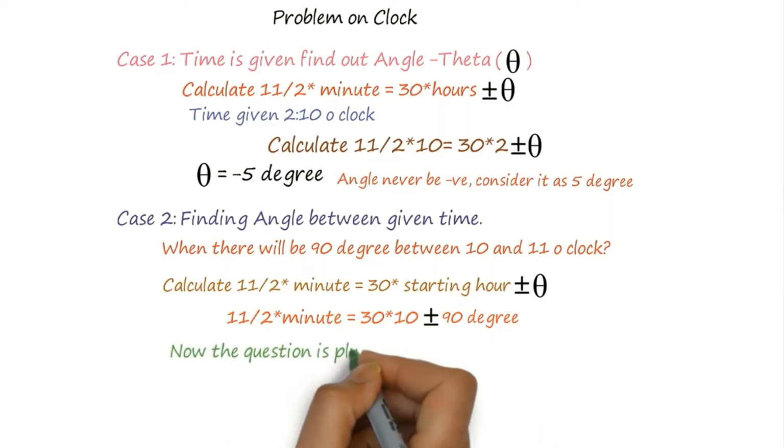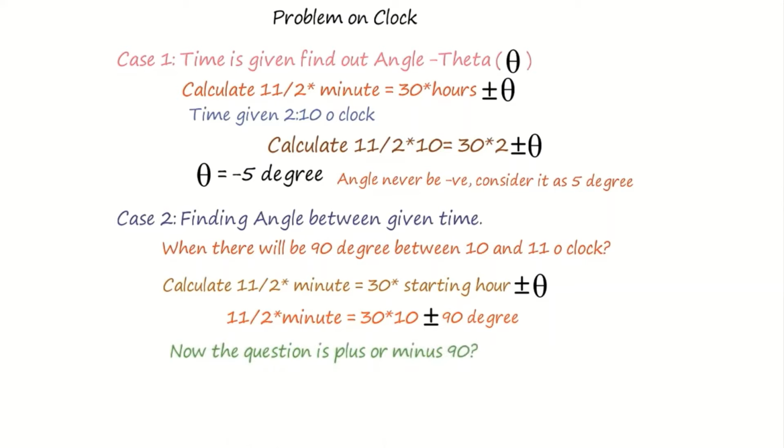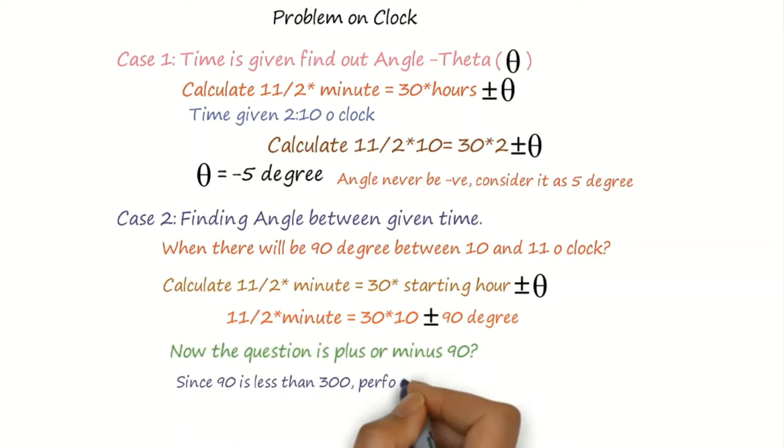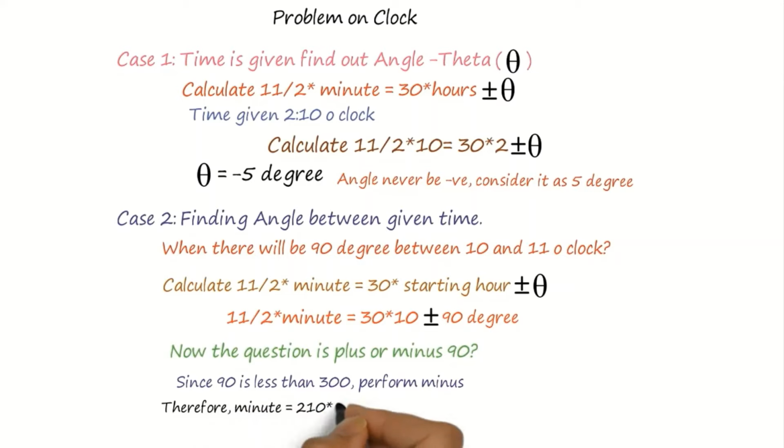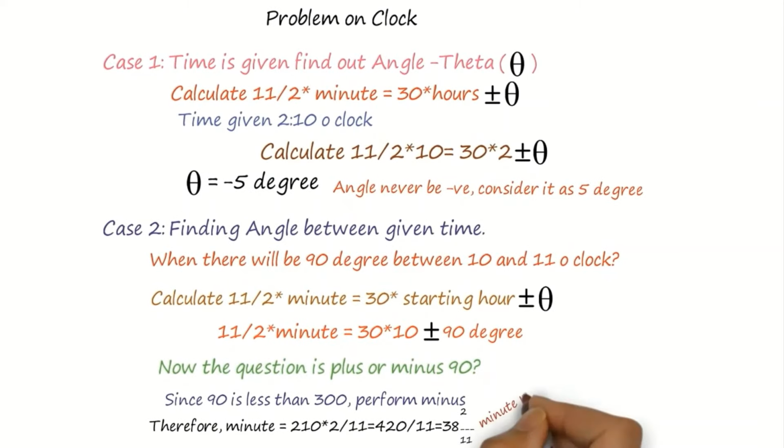Since 90 is less than 300, that is 30 into 10, therefore, we have to consider minus 90. Therefore, at 38 2 by 11 minutes past 10, the angle will be 90 degree. So this is the calculation that you have to follow.